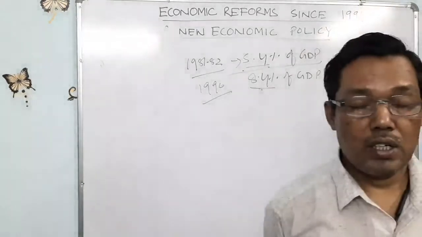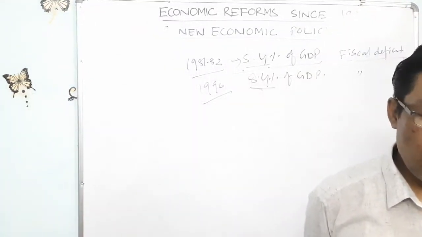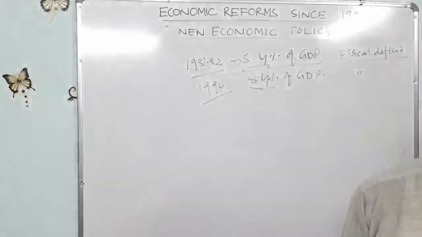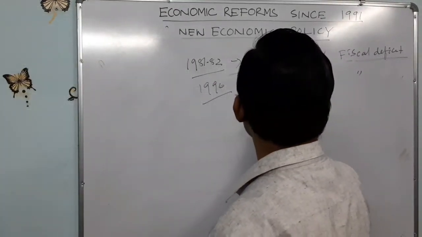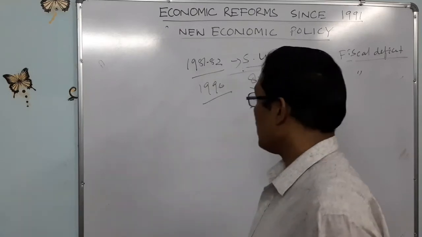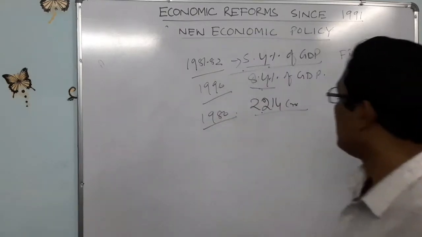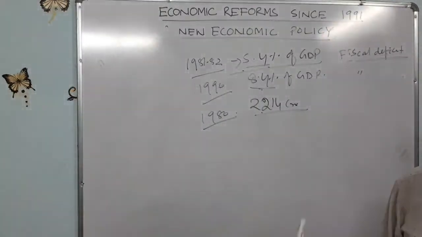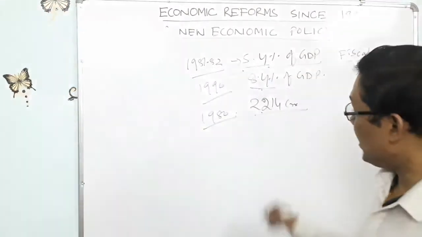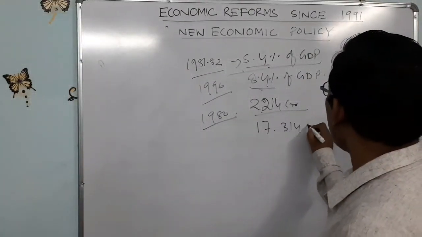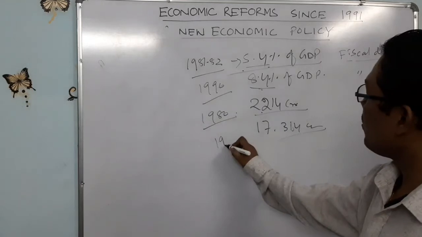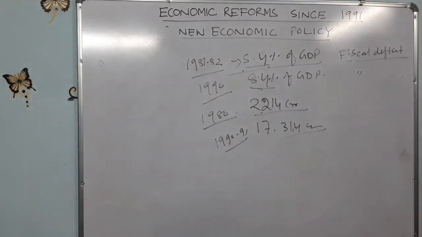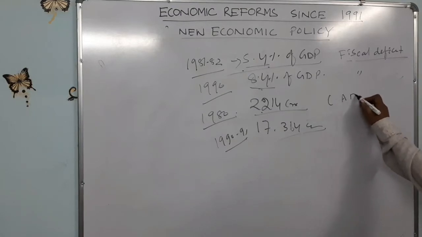If we survey the statistical data about the current account, that is the current account deficit, it was 2214 crores of rupees in the year 1980-81. The current account deficit increased to 17,314 crores of rupees in the year 1990-91. So it means the current account deficit also increased.